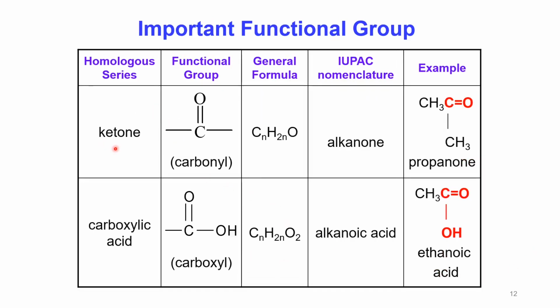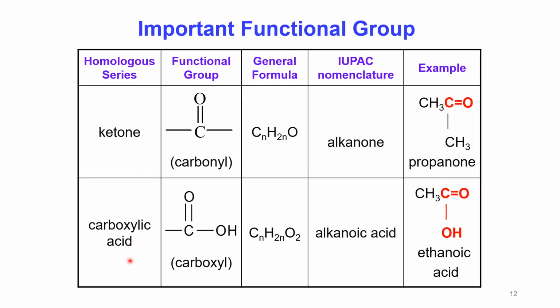The next one is ketone. Ketone has the same general formula as aldehyde, CnH2nO, the same structure, and the functional group is also carbonyl. The IUPAC nomenclature is alkanone, so the nomenclature for ketone ends with "-one". Look at the example for ketone: CH3C=OCH3. This is different from aldehyde, where C double bond O is attached to hydrogen, but in ketone the C double bond O is attached to alkyl groups, for example methyl. Since there are three carbon atoms, the name of this ketone is propanone. This is the homologous series for ketone.